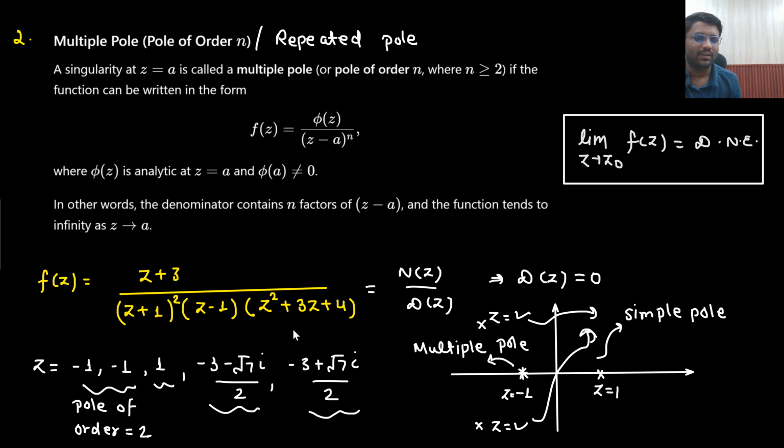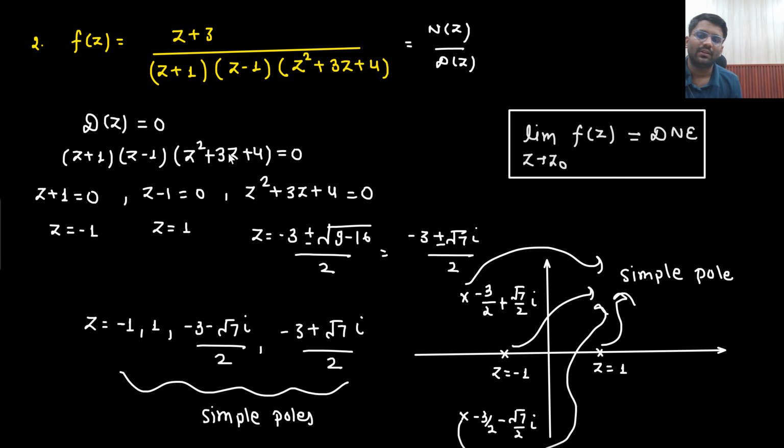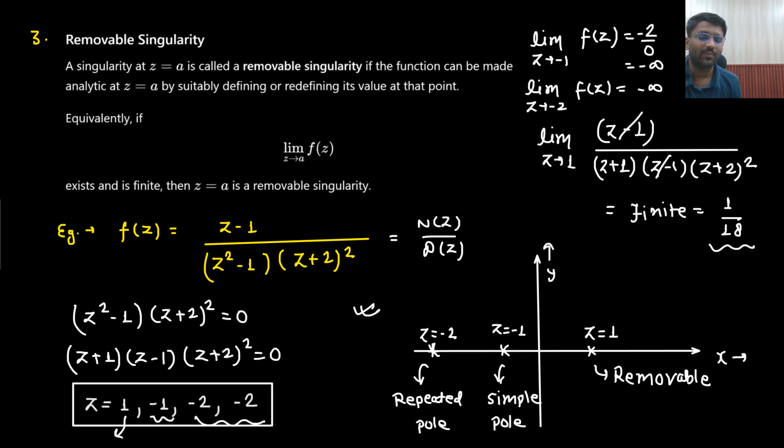In the repeated pole, you put the denominator equal to 0, but the poles will be repeated. These poles are being repeated. Along with that, the limits should also not exist. They should not be getting cancelled out. Same here as well. This is your single pole. All the poles are repeating only once. This is your removable singularity.